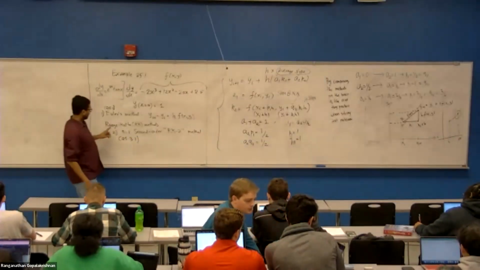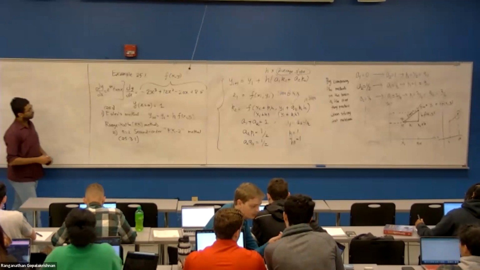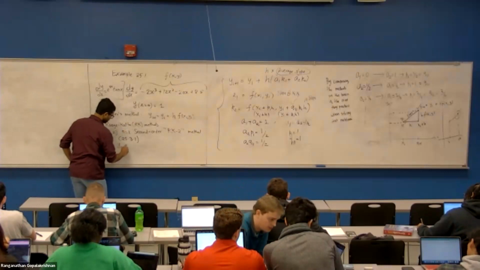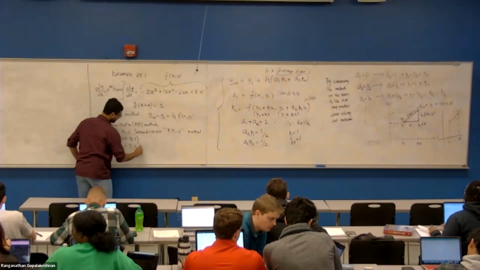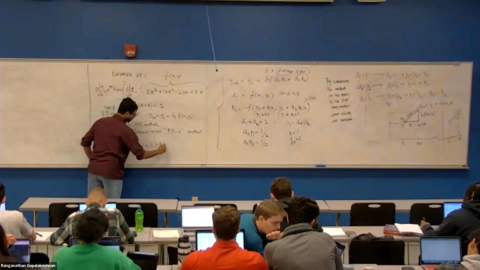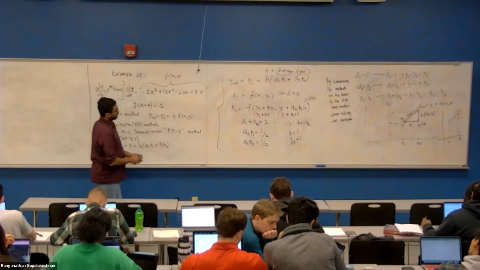All right, so we saw the RK2 method. Okay, so I'm going to take that and write it here. y_{i+1} is y_i plus h times (a1 k1 plus a2 k2). Okay, and you know what k1, k2 are.